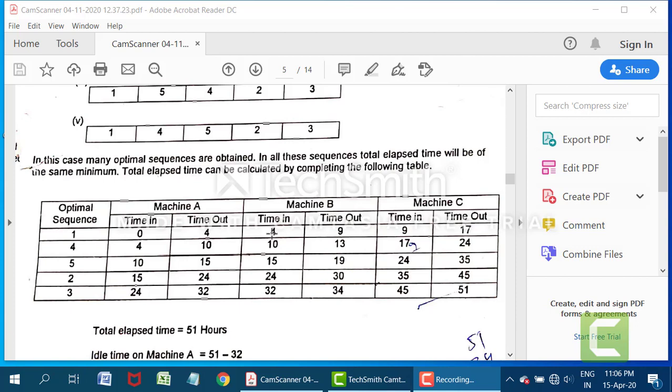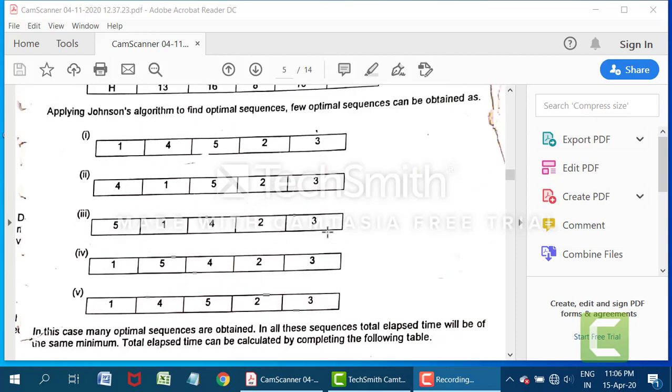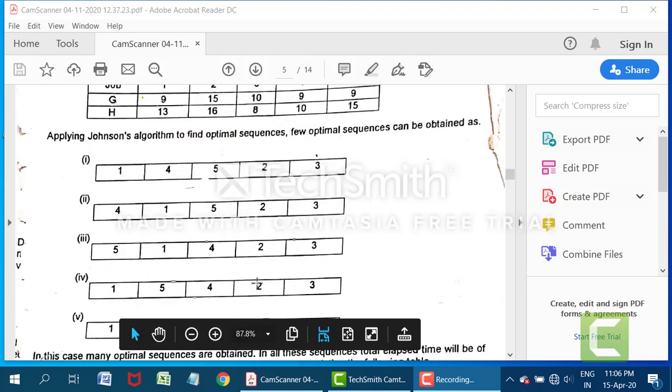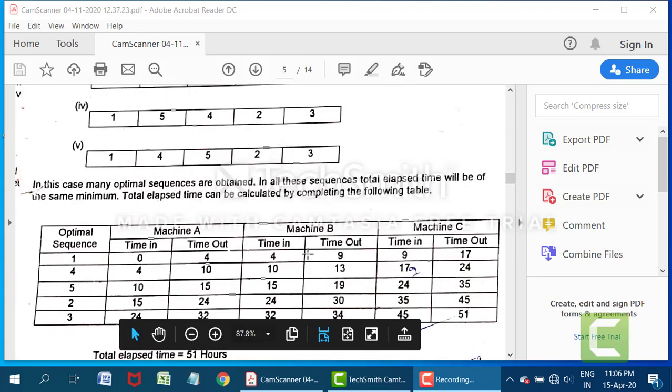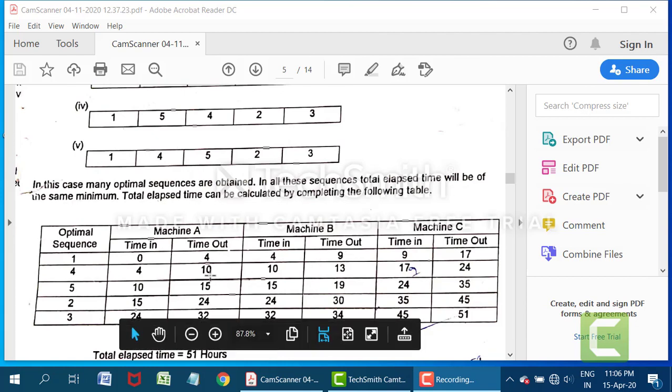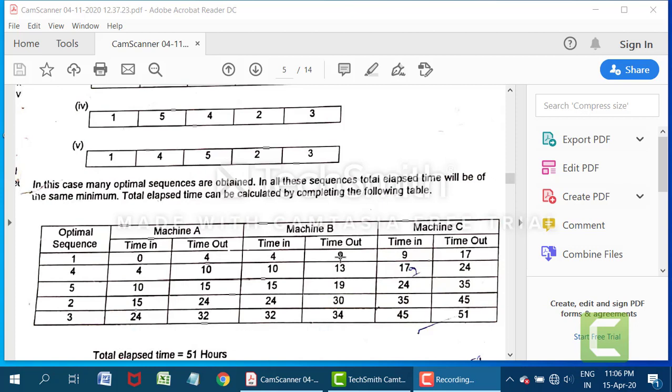What is the operation time for the first job on machine B? That must be added to find out at what time it comes out. So 4 plus, the first job on machine B is 5 minutes. So 4 plus 5, 9. Here 9, here 10. This machine has completed the operation on this particular job at clock time 9.